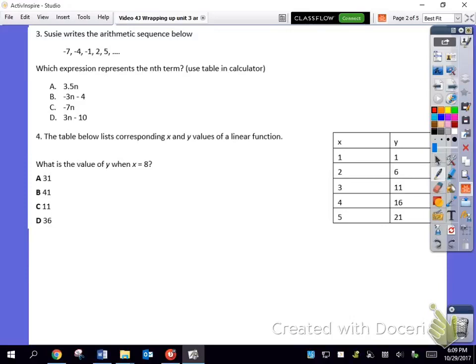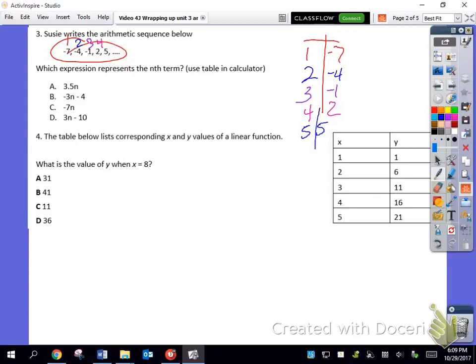Number 3, if I have a sequence, remember, set up your t-chart. This is the first term, so my first term is negative 7. My second term is a negative 4. My third term is a negative 1. And my fourth term is a 2. And then the fifth term is a 5. So I would just have to graph those. And remember, when you graph, I've got to use X. So you want to graph those and see which one gives you that table.